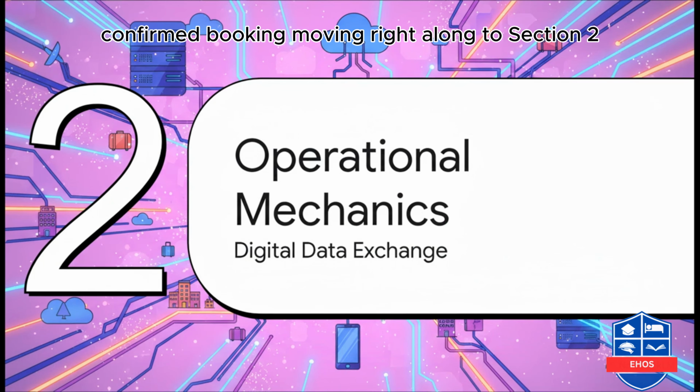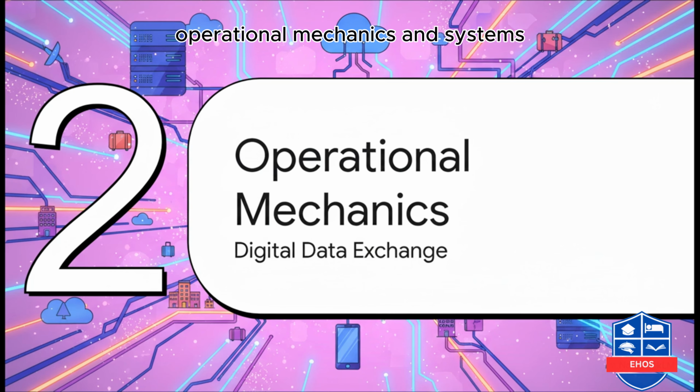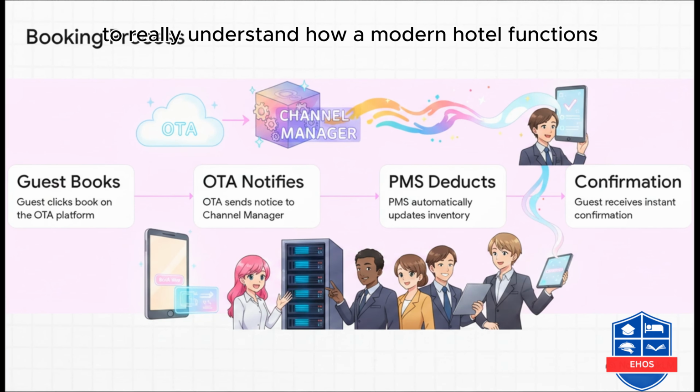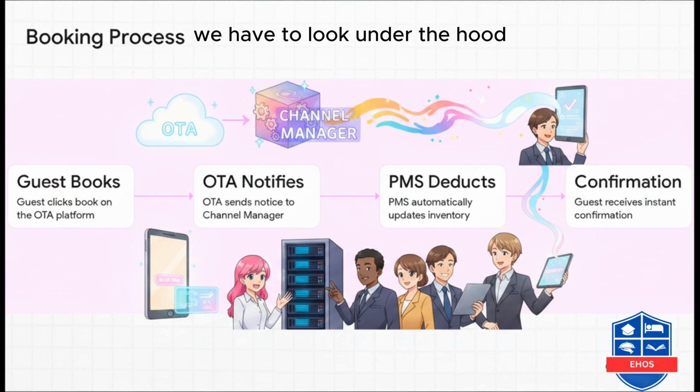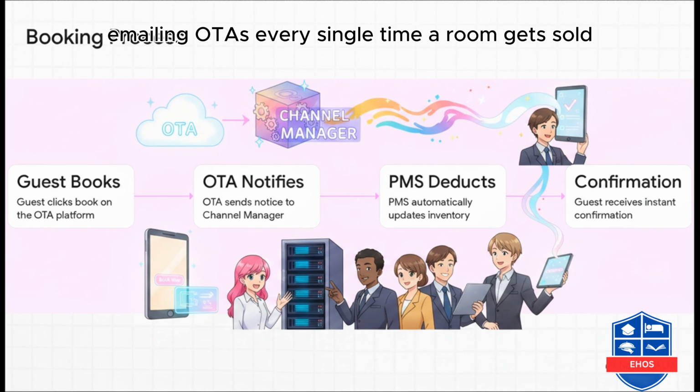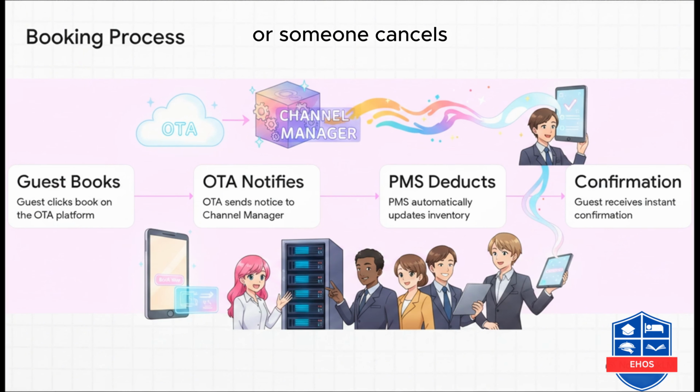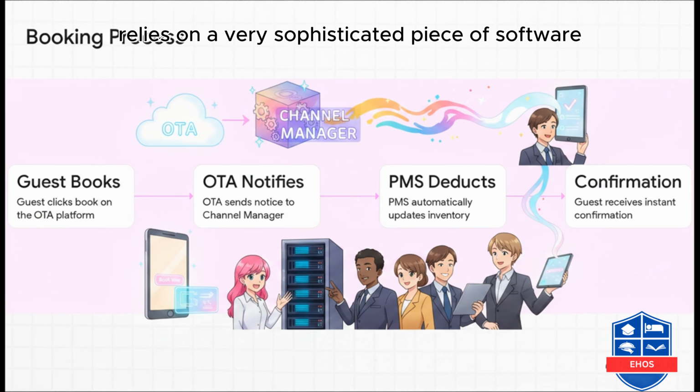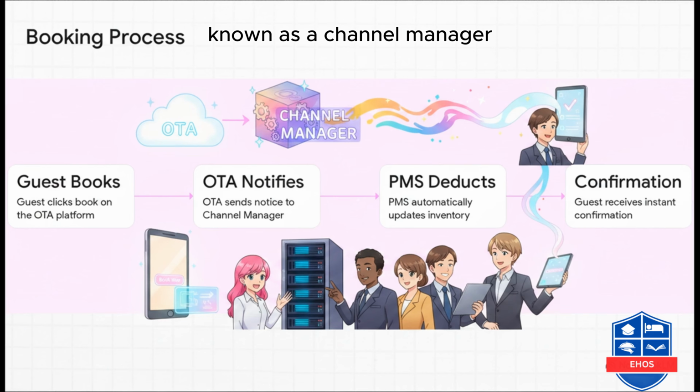Moving right along to Section 2, operational mechanics and systems. Let's look at the digital data exchange. To really understand how a modern hotel functions, we have to look under the hood at the technological infrastructure. Obviously, hotels aren't out here manually emailing OTAs every single time a room gets sold or someone cancels. That would be a total operational nightmare. Instead, this whole relationship relies on a very sophisticated piece of software known as a channel manager. You can think of it as a real-time translator and distributor.